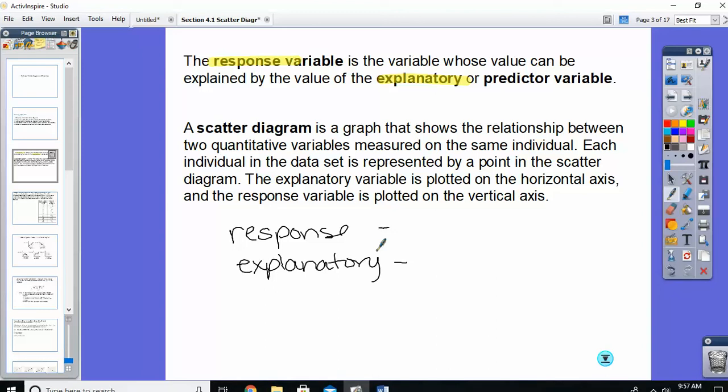So which one do you think would be the X? The X comes first. That's your explanatory. The response is the one we're measuring based off that. So when we graph a scatter plot, your explanatory variable is your X, so it goes on the horizontal axis. Your response variable is your Y, so it goes on the vertical axis. That's what you need to know from that.